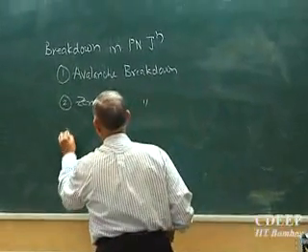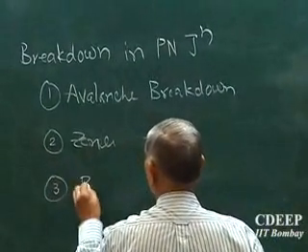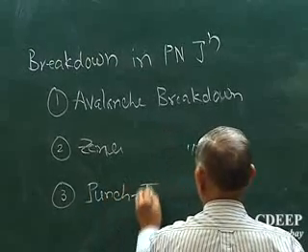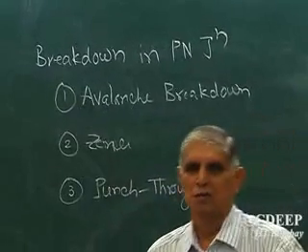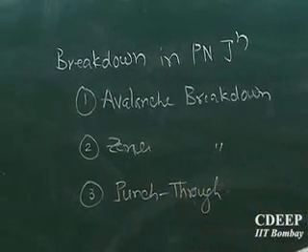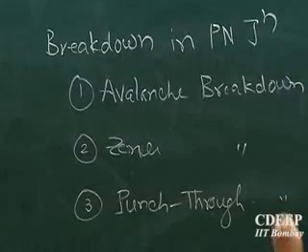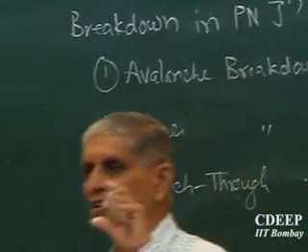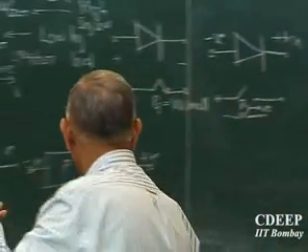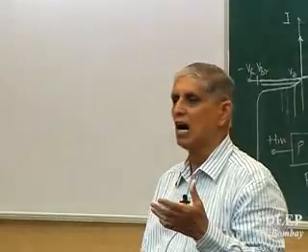So the third is the phenomenon which will allow me to do this, called punch through. This is called punch through breakdown. All Zener diodes available in the market are essentially non-Zener devices. They have breakdowns of 4 volt, 5 volt, 10 volts maximum, and they are sold for as low as 5 rupees to 15 rupees.